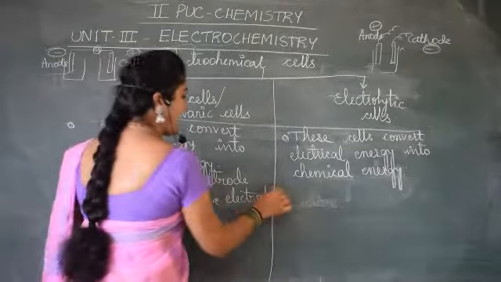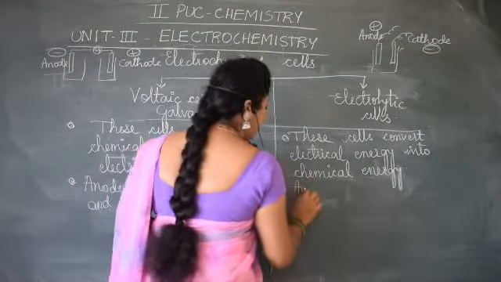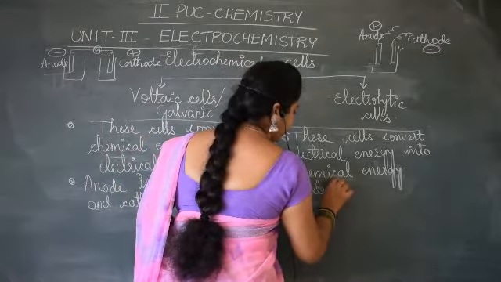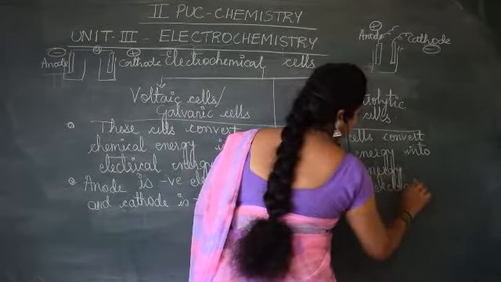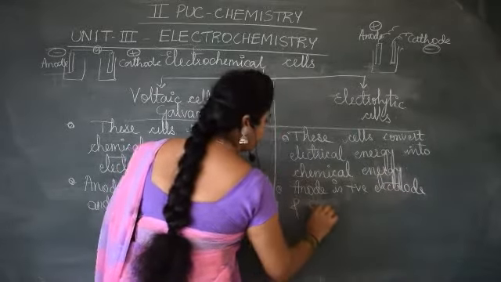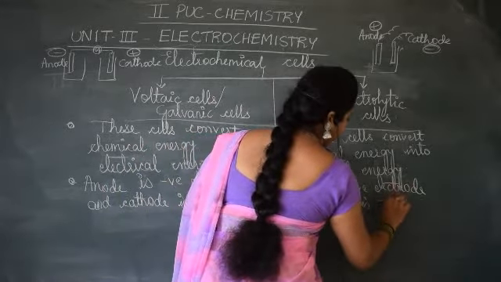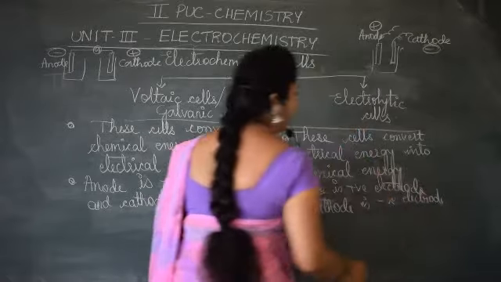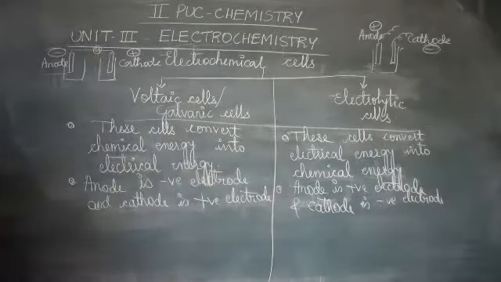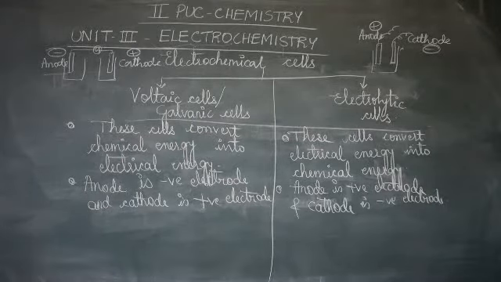So how do we differentiate between these two? In the electrolytic cell, the anode is a positive electrode and the cathode is a negative electrode. This is a major difference between the two types of cells. We will see other differences also.